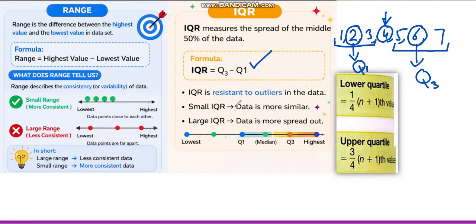For large data sets, we find the lower quartile, meaning Q1, and the upper quartile, meaning Q3, using these formulas. These formulas give the place value or the position of the values of the lower quartile and upper quartile. We will also do some questions for better understanding. Now we are going to start our questions.